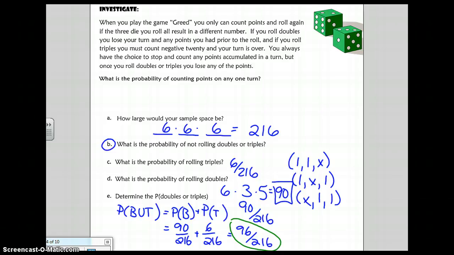So our probability of doubles is 90 over 216. Our probability of triples is 6 over 216. Add them up to get 96 over 216. So now back to part B. The probability of not rolling doubles or triples would be the complement to this. So 216 minus 96 equals 120 over 216 would be your probability of not rolling doubles or triples.